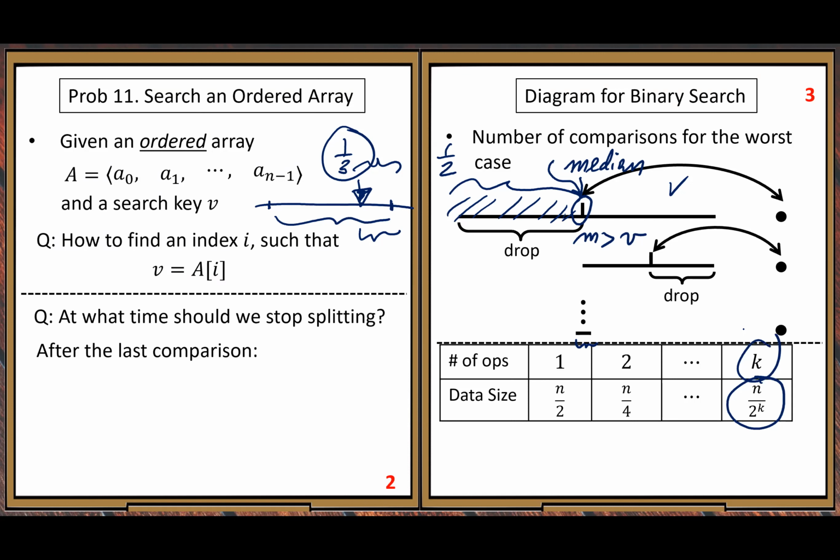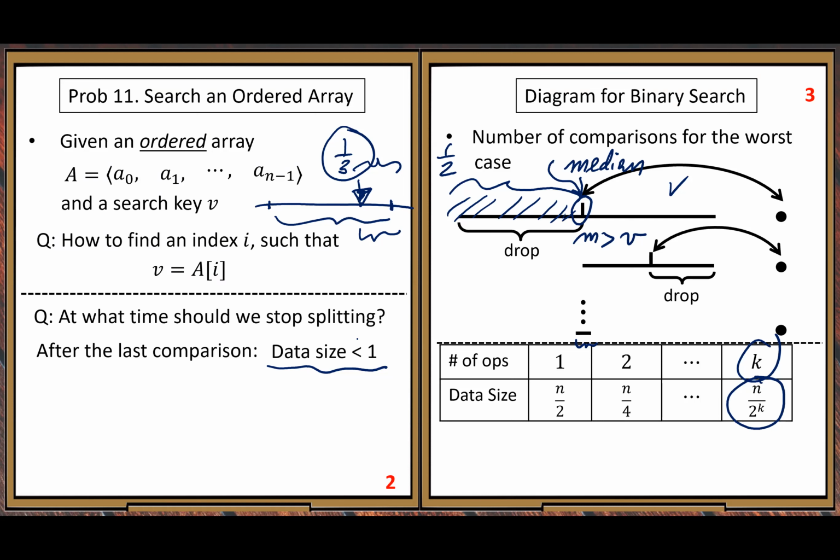For the last splitting, let's say in this way: which k gives us the last splitting number? Think about when the data size is less than 1, do you need to do further splitting? Data size less than 1 means the remaining subarray can only cover one element, right?